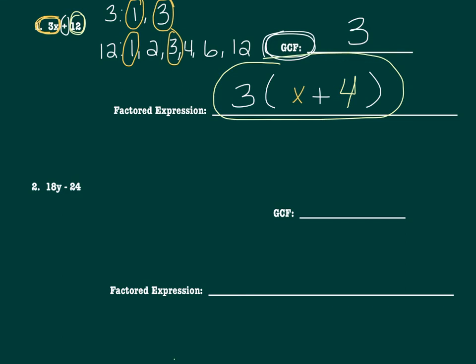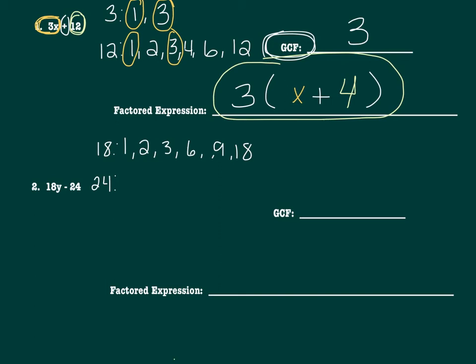Alright, let's practice one more problem, and then you'll work on your tic-tac-toe game with your partner. Okay? So this time we are now looking at the numbers 18 and 24. Okay, so for 18, we're always going to start with 1 and the number itself, 1 and 18. I also can do 2 times 9. I can also do 3 times 6, and that's about it for 18.